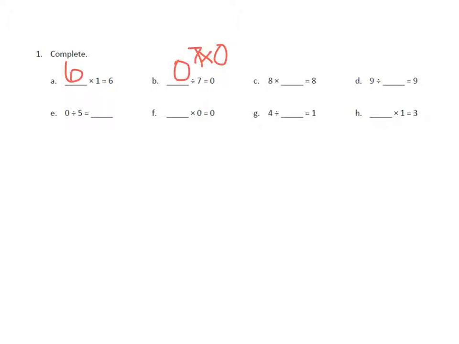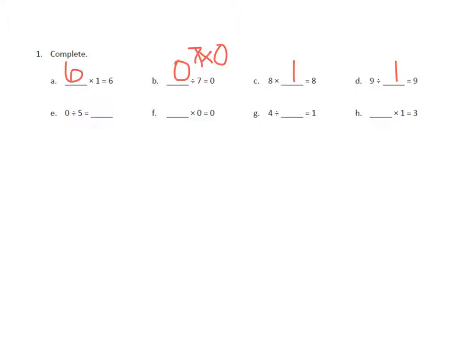Next, letter C. 8 times something is equal to 8. What will I need to multiply by 8 to get it to repeat itself? That answer is going to be 1. Next, let's take a look at letter D. 9 divided by something equals 9. So what would I have to divide 9 by in order to get itself? That is going to be 1. Go ahead and complete E, F, G, and H on your own. Pause the video while you work and replay when you are ready.